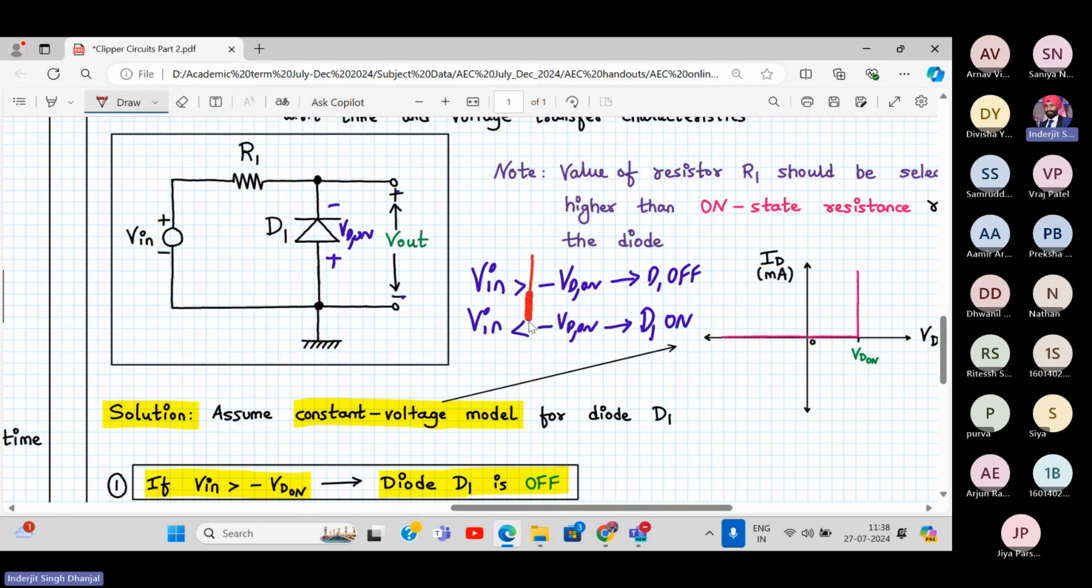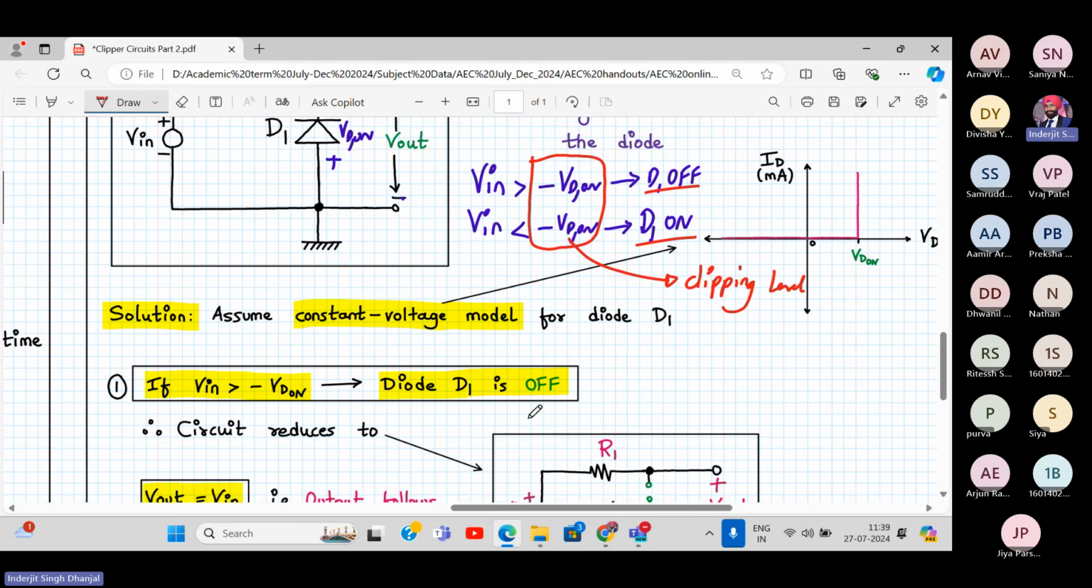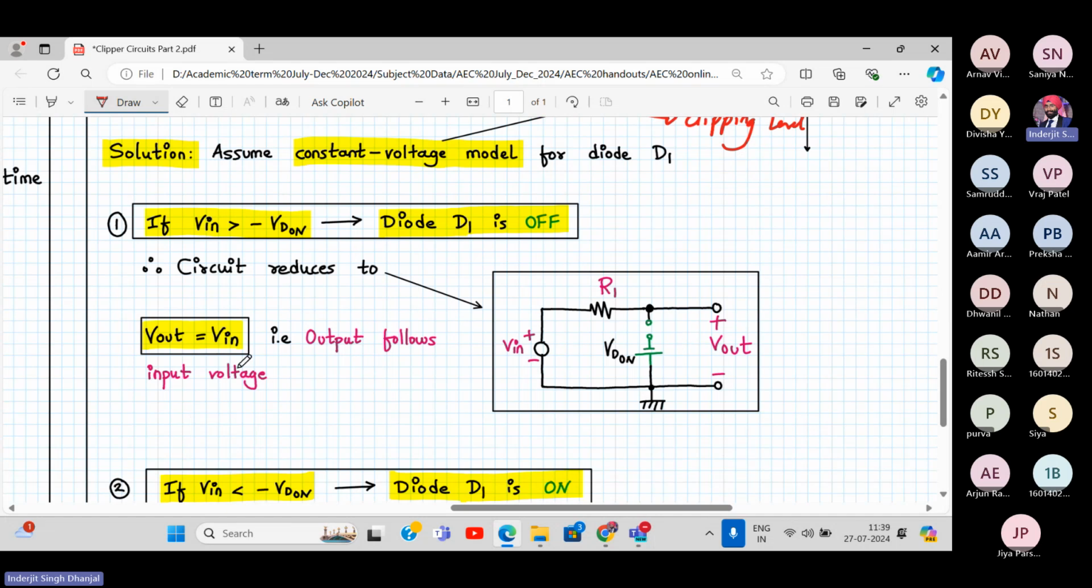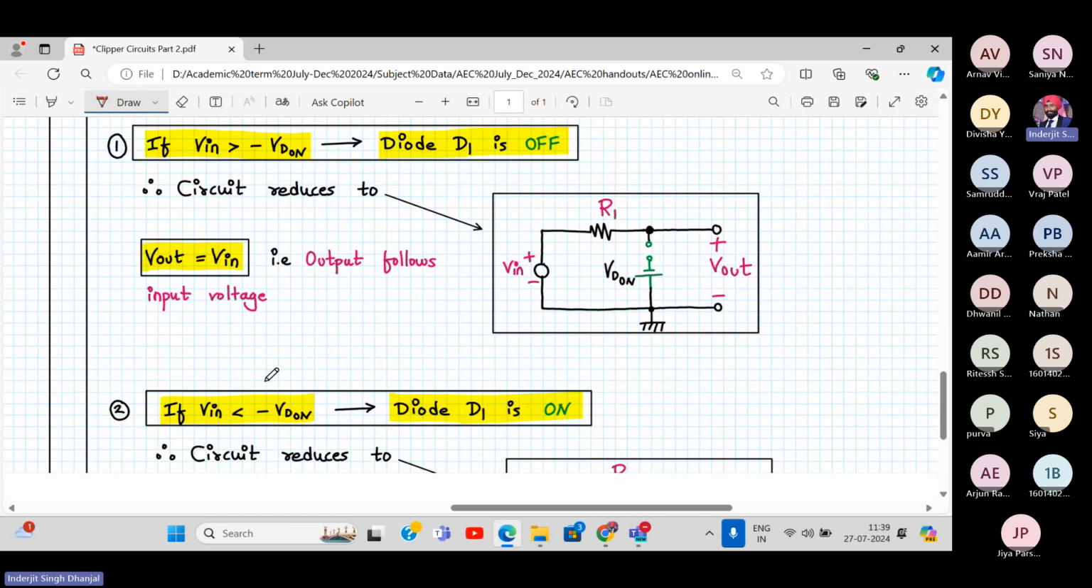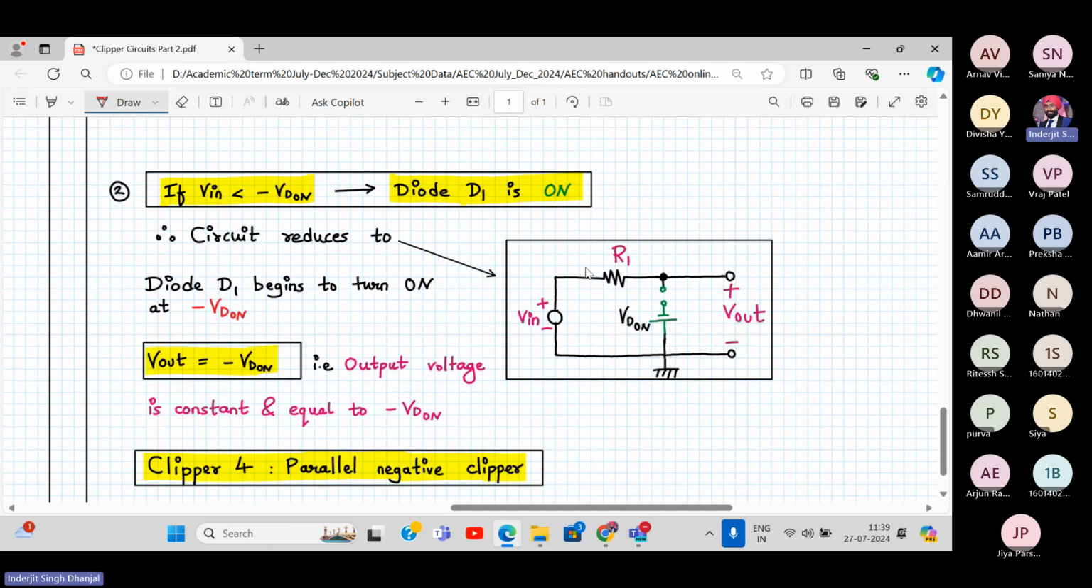So here, this is my clipping level. To identify this, remember this somehow. And to understand when the diode is on and off: whenever V in is greater than minus VD on, we are in the positive half cycle and the diode is off. When the diode is off, my output will be equal to the input. Whenever V in is less than minus VD on, the diode is on. Now when the diode is on, I have to connect the wire over here like this. So when the diode is on, V out will be equal to minus VD on, as we have said already.